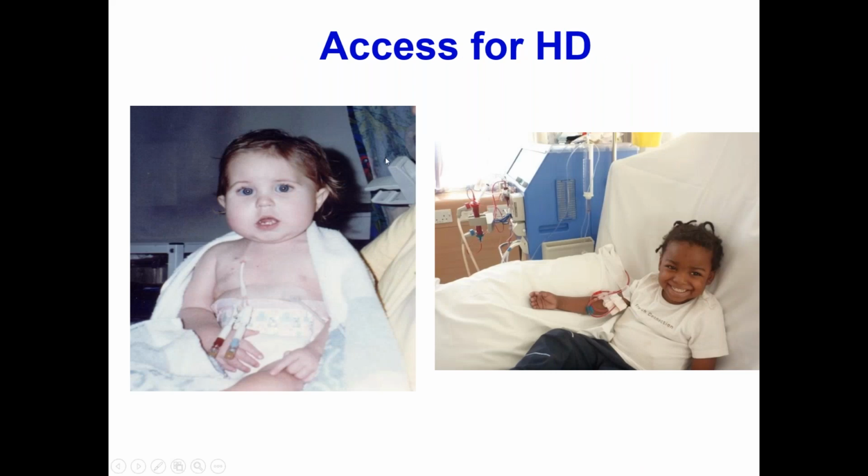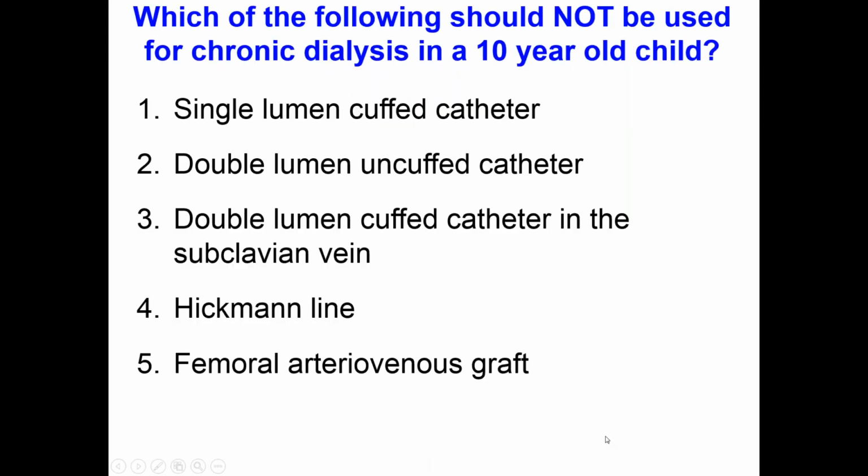So let's move on now with hemo access. And let's look at this. So 2 young children, one with a central venous line and one with a fistula. I can tell you that this boy with a fistula was just over 3 years of age and weighed about 13 kilos at the time. So, which of the following should not be used for chronic dialysis?